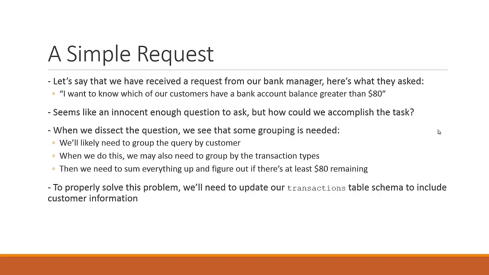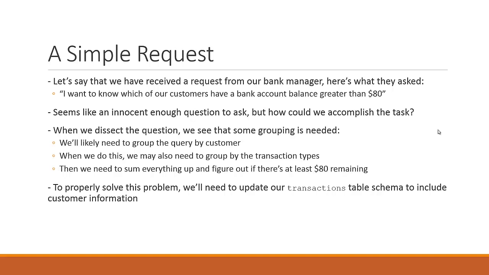So when we group by customers, we also need to group by transaction types. Okay, because the transaction types are all about some being positive, some being negative, so to speak. You'll see that's actually not true in a moment, but credit transactions are transactions that put money in your bank account, and debit transactions are transactions that take money away from your account. So once we group them by customer as well as by transaction types, then we need to sum everything up, to add everything up, and figure out if there's at least $80 remaining.